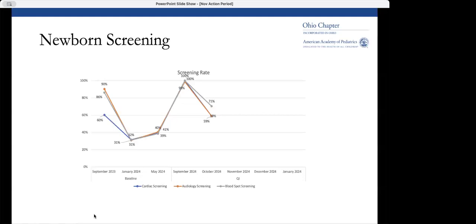The newborn screening in baseline, I feel like a lot of the practices already had the different screenings for newborns. So we had the cardiac screening, the audiology screening, and the blood spot screening. And each of these is presented by a different colored line on the same chart. We did see a little bit of a decrease in October. We're hoping to bring that number again a little bit higher. However, this is again just an overall level of data of how all the practices are performing, the practices that are specifically doing the newborn screening.